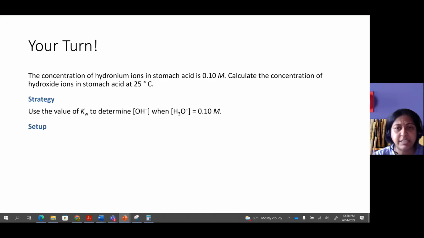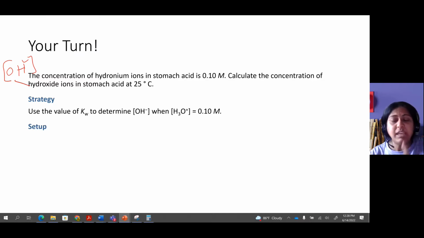Now, here is a practice problem. The concentration of hydronium ions in stomach acid is 0.10 molar. Calculate the concentration of hydroxide ions in stomach acid at 25 degrees Celsius. Now, we are given only the concentration of the hydronium ions. How can we attempt this question?